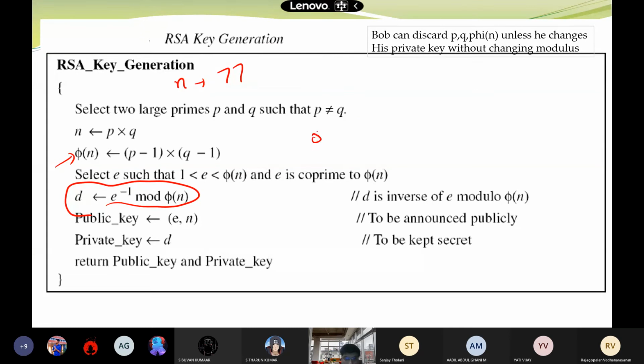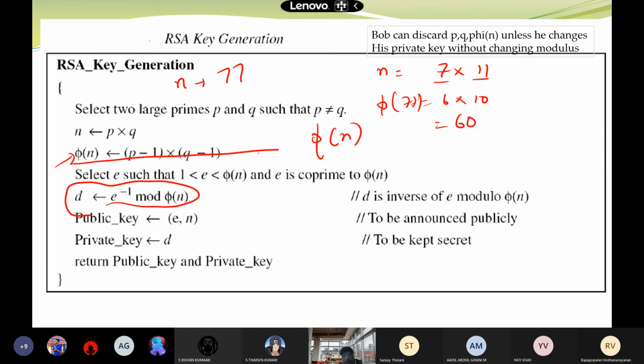So now what's the next step? You have to find Euler's totient function. So Bob is going to find Euler's totient. Can you tell me what is phi of N value? N is basically 7 into 11. So 60. How did you do that? Since you already had P and Q, it was very easy to do phi of P and phi of Q, right? So this becomes 6 into 10. That is phi of 77. So the value comes to 60. You have done up to this point now.